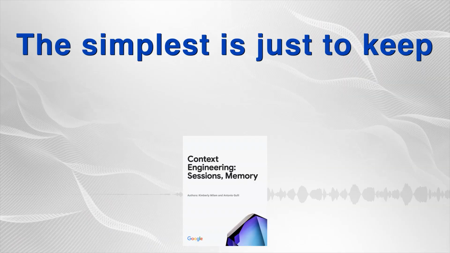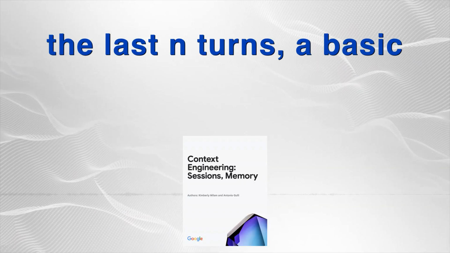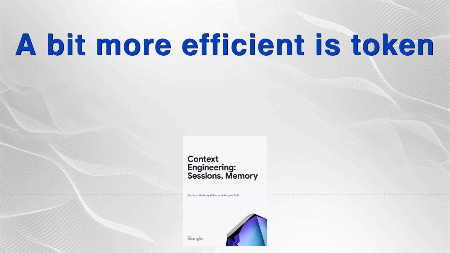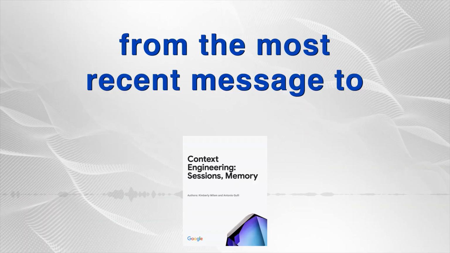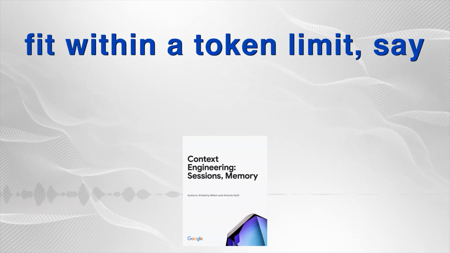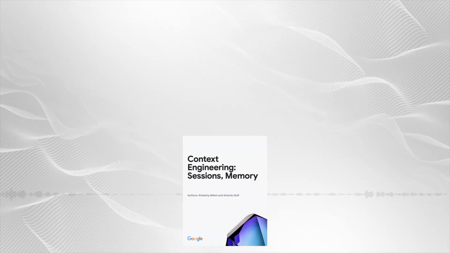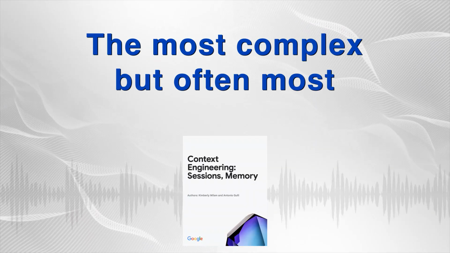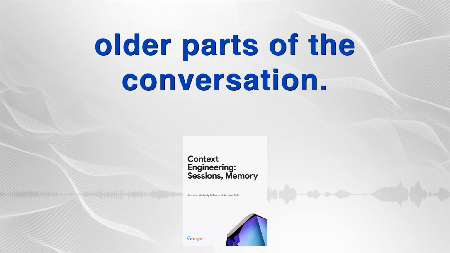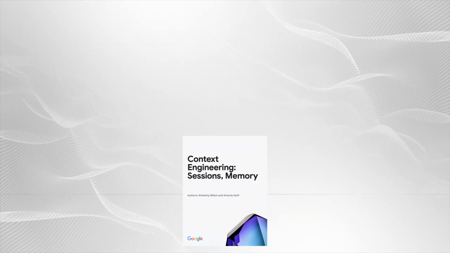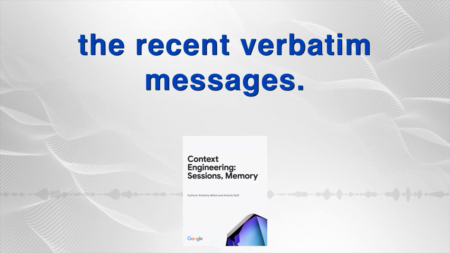The simplest is just to keep the last n turns, a basic sliding window. A bit more efficient is token-based truncation, where you count backward from the most recent message to fit within a token limit, say 4,000 tokens. The most complex but often most valuable is recursive summarization. This is where an LLM summarizes older parts of the conversation. Precisely. That summary is then prefixed to the recent verbatim messages.